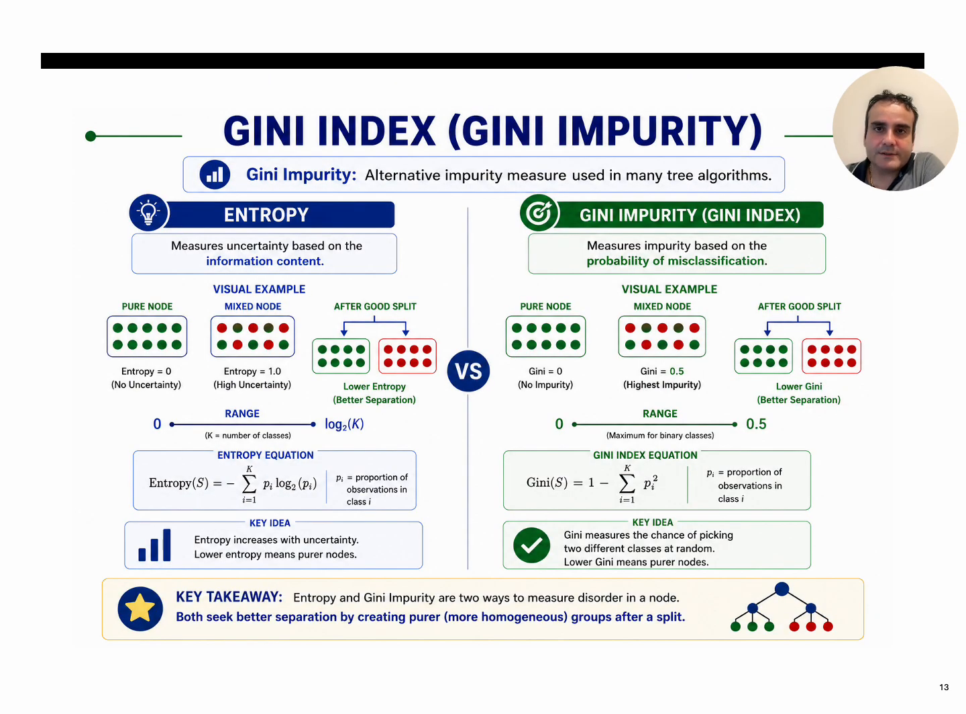This slide provides a side-by-side comparison of entropy and Gini impurity. Notice that both metrics behave similarly. As node purity increases, both entropy and Gini values decrease. The left side illustrates entropy calculations, while the right side shows the corresponding Gini calculations. The important takeaway is that both methods attempt to achieve the same objective, creating nodes that contain observations from a single class whenever possible.